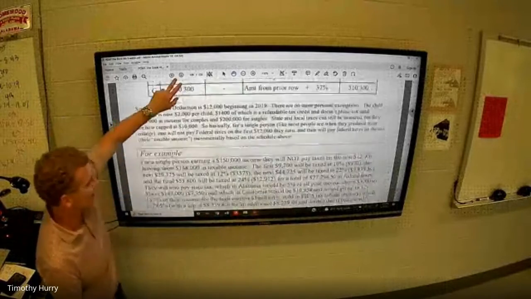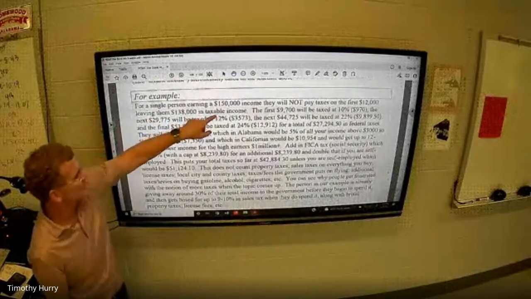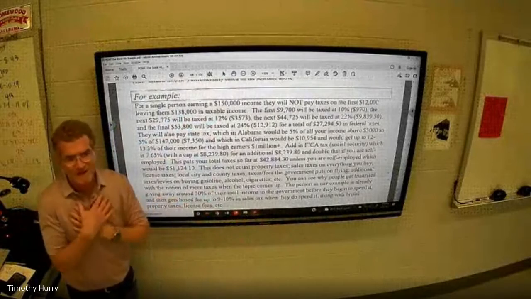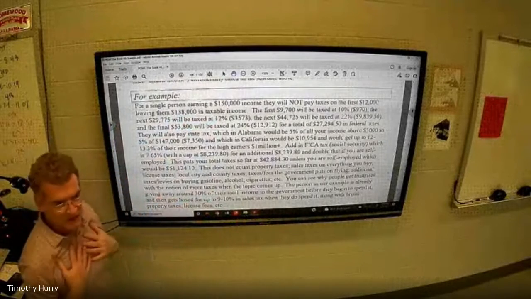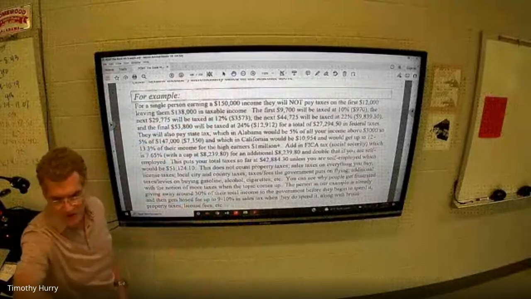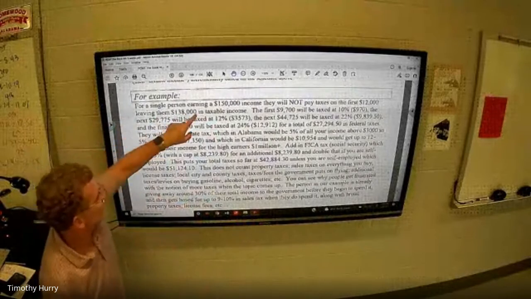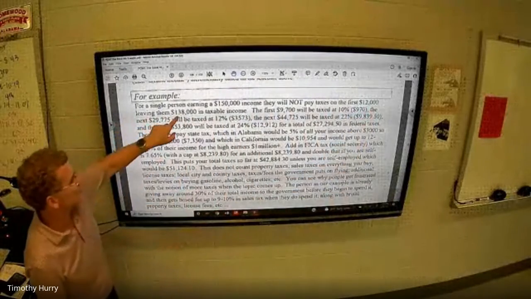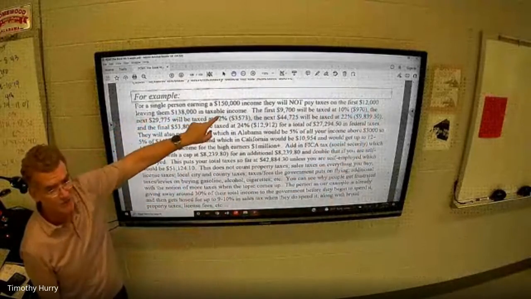So I gave you an example of a guy that makes 150. If you made 150 in this state single, or he may be married but filing single, okay, so filing single means they're ignoring anything that your spouse brought into the deal. If you make 150, of course you're not going to pay taxes on the first 12. So you have $138 in federal taxable income.